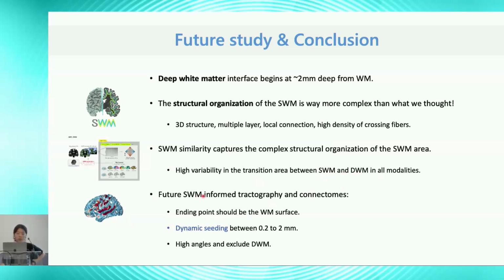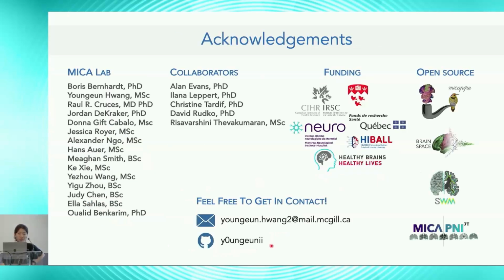So for future studies, superficial white matter informed tractography and connectome mapping should be considered. The endpoint should be the white matter surface with dynamic seeding between 0.2 millimeter to 2 millimeter. And additionally, a high angle for each step is necessary for probabilistic tractography algorithms, while deep white matter should be excluded.